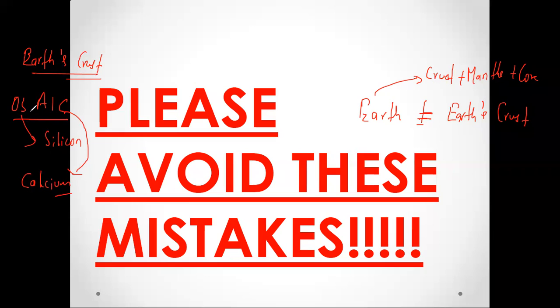Earth's crust, most abundant elements. The mnemonic is OSAIC. This is easy to remember. O is oxygen, that is also easy to remember. S is not sulfur, it is silicon. This is the part which you have to keep in mind. And C is not carbon, it is calcium. Fine. So this is about Earth's crust.